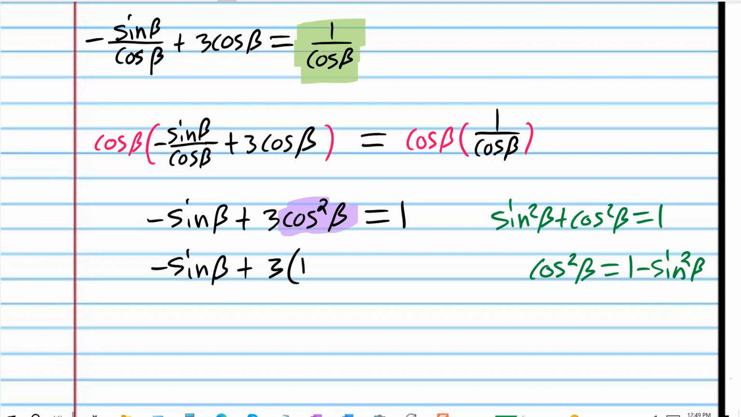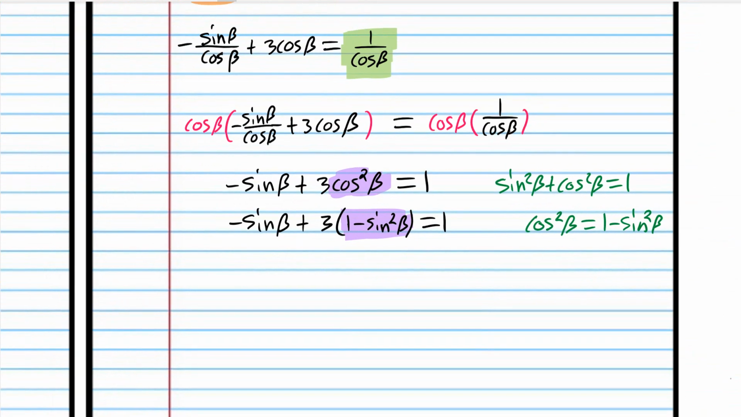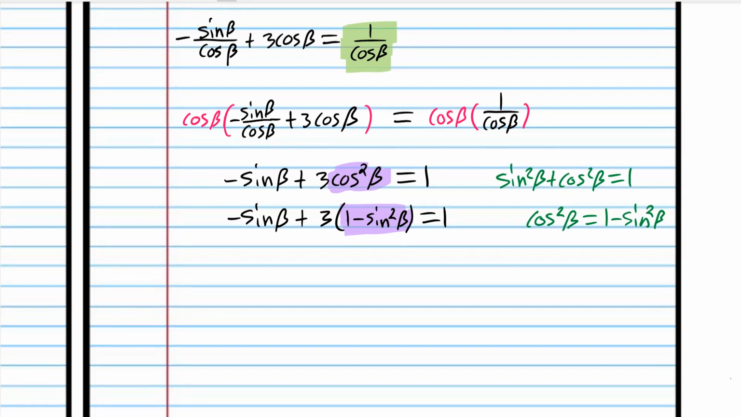So we're going to change that purple cosine squared beta to 1 minus sine squared beta. The reason that we did that is now we have just the sine function, whereas here we had both the sine and the cosine function, so it was too complicated. So let's go ahead and multiply 3 using the distribution rule.